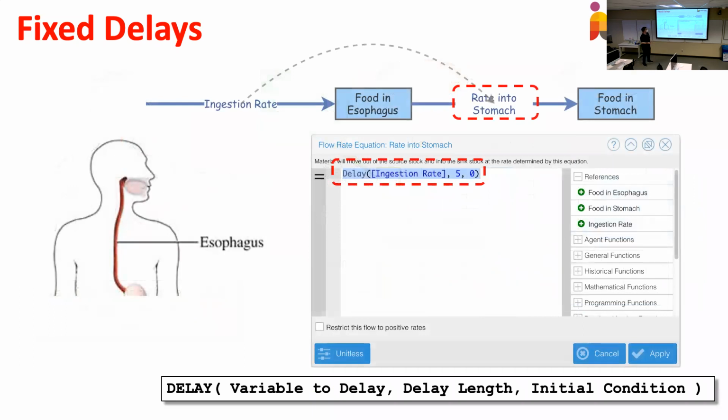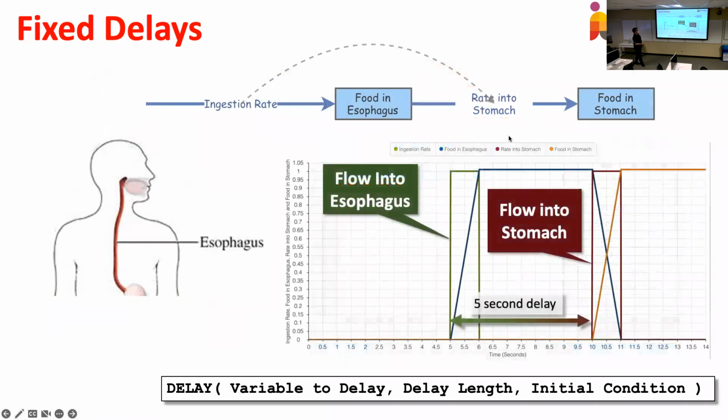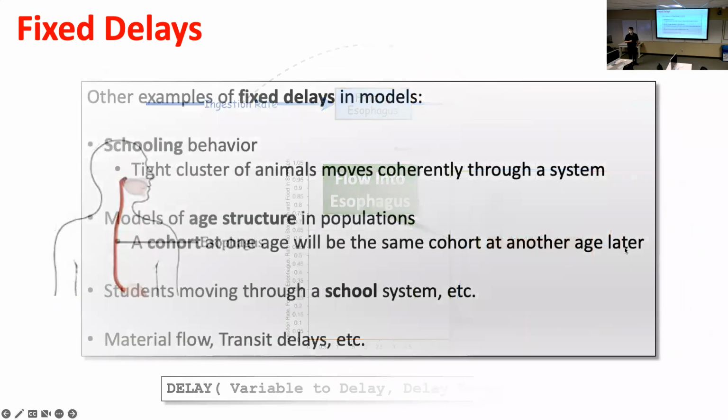Then we can add stocks. So here's the ingestion pulse as an inflow to the esophagus. The rate into stomach is an outflow of esophagus, but an inflow of food into stomach. Same delay. And then we simulate that and we get exactly the same thing that we got in Vensim. So that's how we do it in Insight Maker.